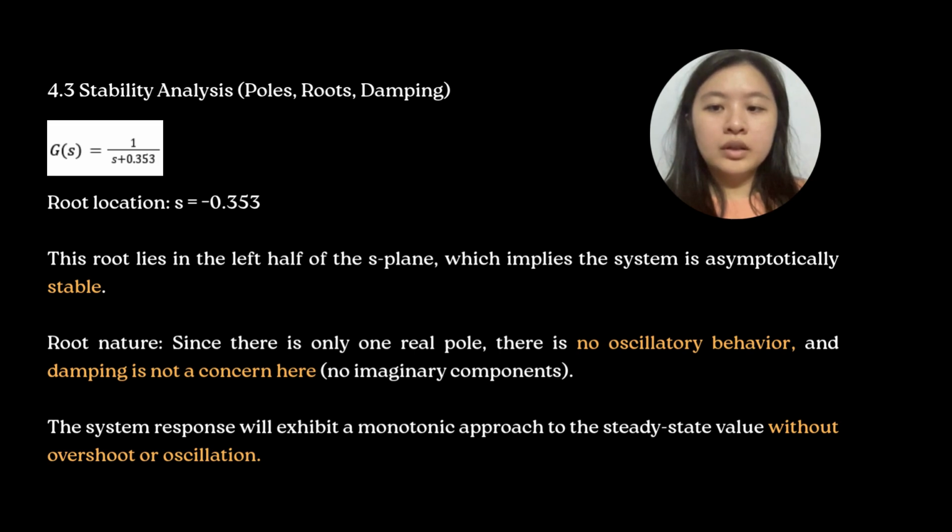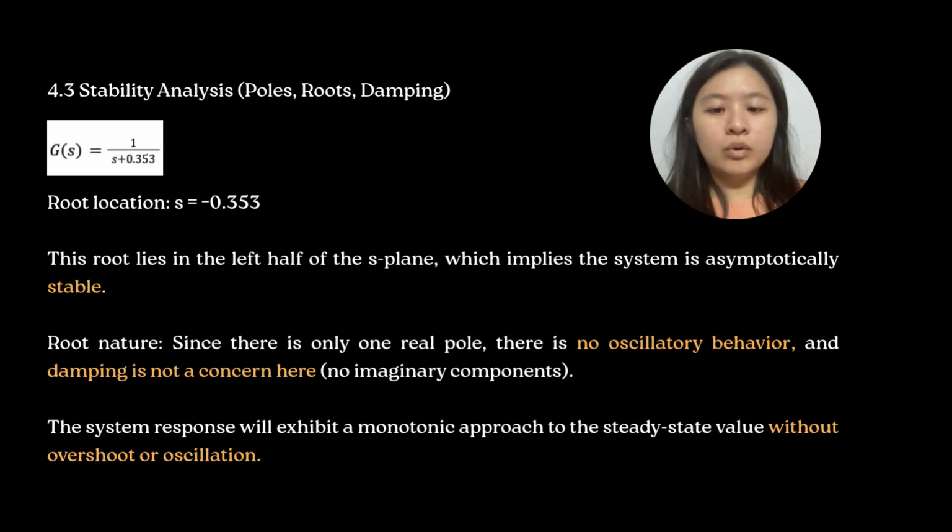So 4.3 is stability analysis, pole roots, and damping. And the transfer function is 1 over s plus 0.353. So we know that if we want to determine whether it's stable or not, s must be smaller than 0. So s is negative 0.353, and then we know that it is a negative root and it is located in the left half of the s-plane, which means that this system is stable.